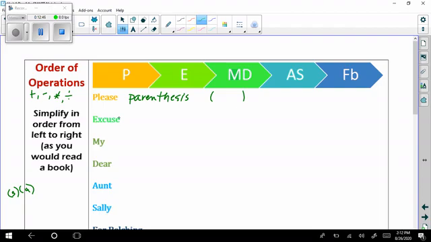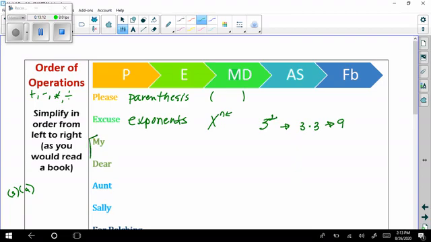So now we have excuse, that's going to be your exponents. Those are those little numbers. So if I have X to the nth power, that's my exponent. And if I have, for instance, 3 to the 2nd power, that means 3 times 3, which is actually 9. The top number tells me how many of the base I'm going to have.